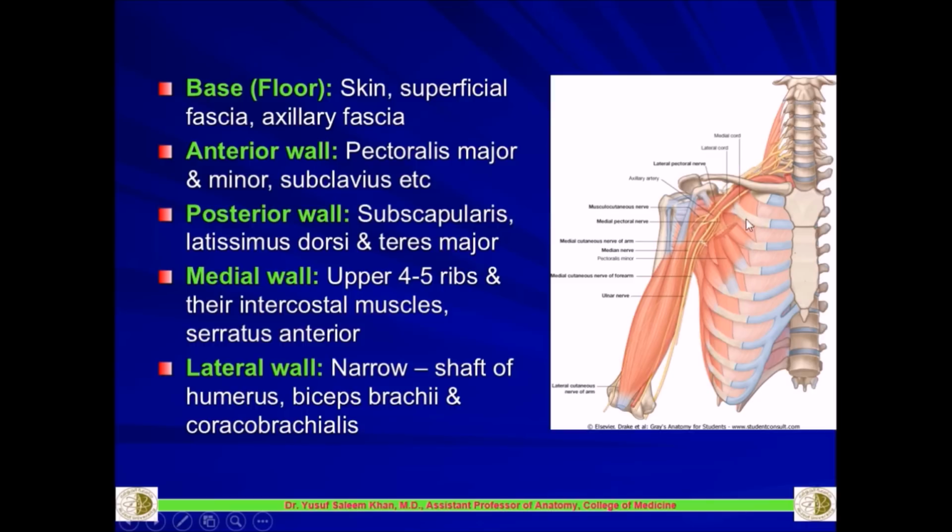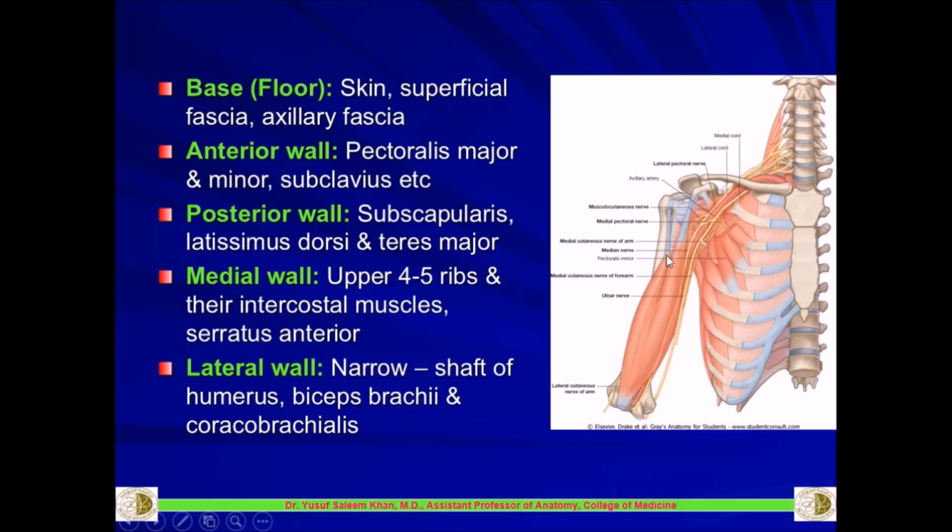The upper 4 to 5 ribs, as well as the intercostal muscles in between them, as well as on the lower part and on the side, we can also see the serratus anterior. This is the muscle which is called the serratus anterior, which also forms the medial wall of this axilla. Coming laterally, it is mainly the bone here.